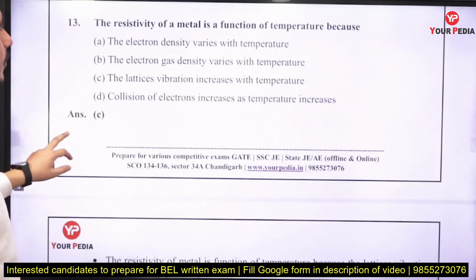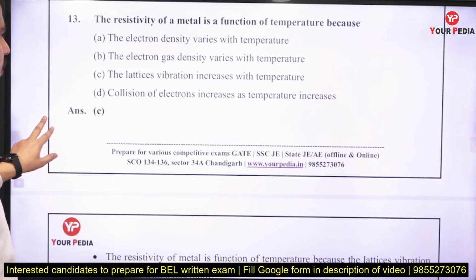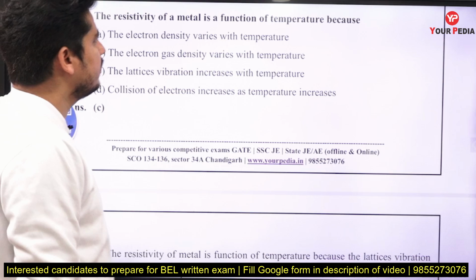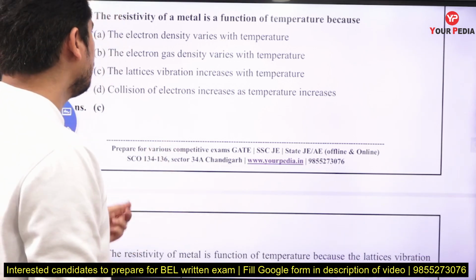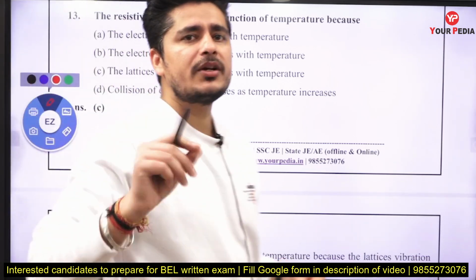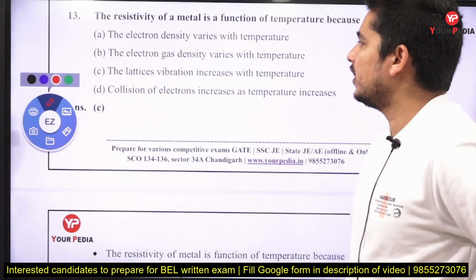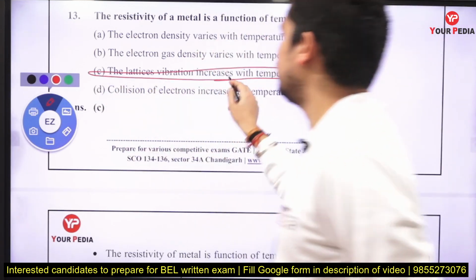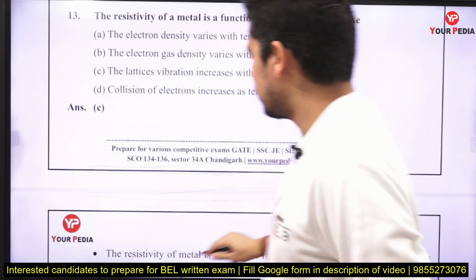The resistivity of the metal is a function of temperature, because if I am talking about the resistivity of metals, it is a function of temperature due to the vibrations of the atoms. So we can say the lattice vibration increases with the temperature. That is the answer here. Okay, next.